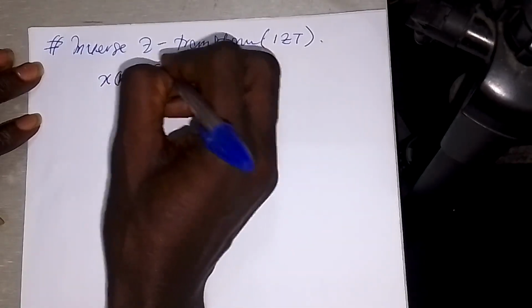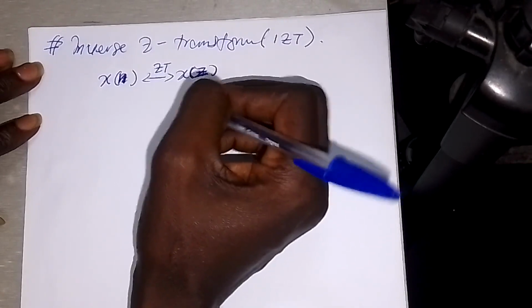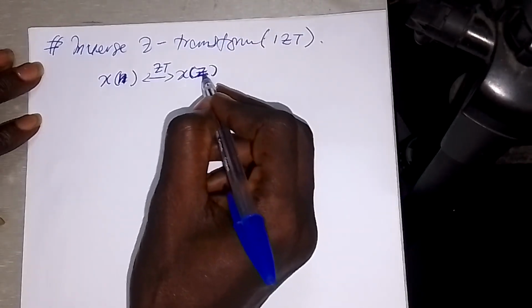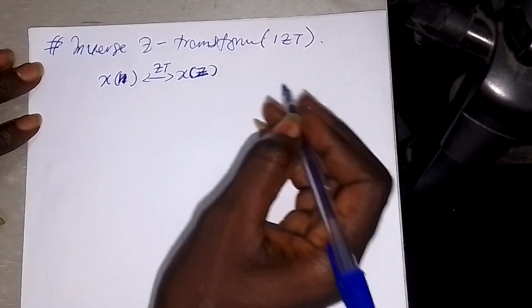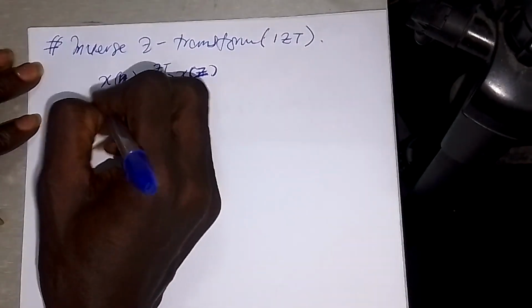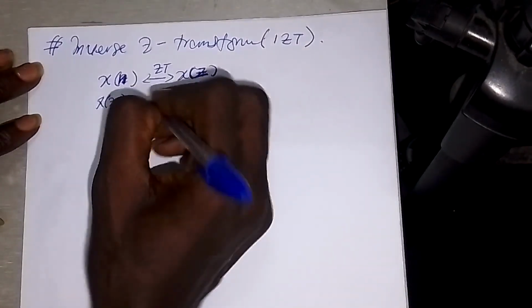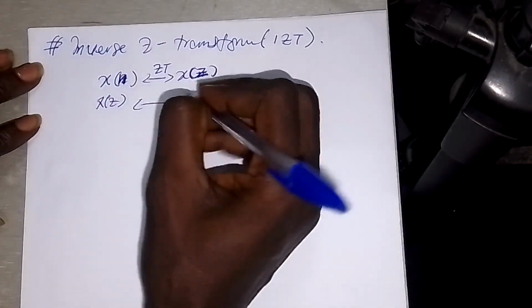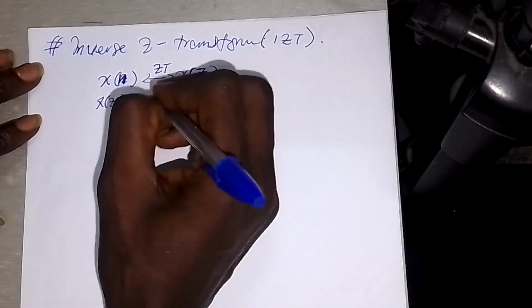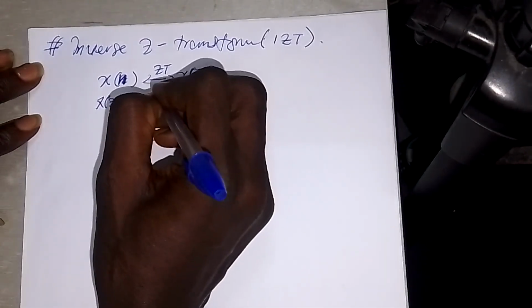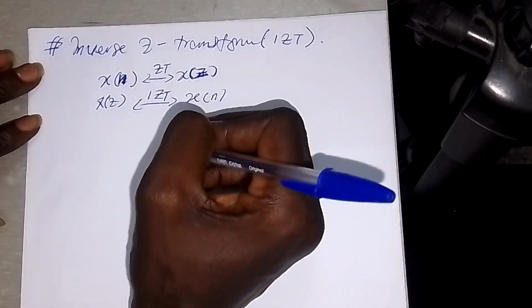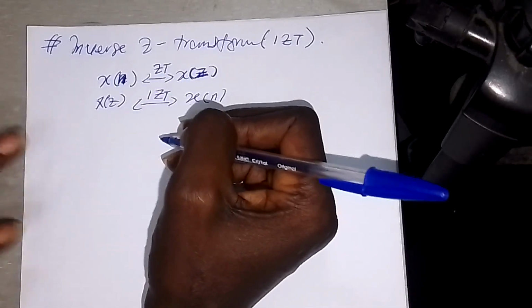So this one is the Z transform. If I want x of n from x of z, then I'll use the inverse Z transform. So now if I have x of z, and I want x of n, in that case, I'll use the inverse Z transform. Okay. And what is that?